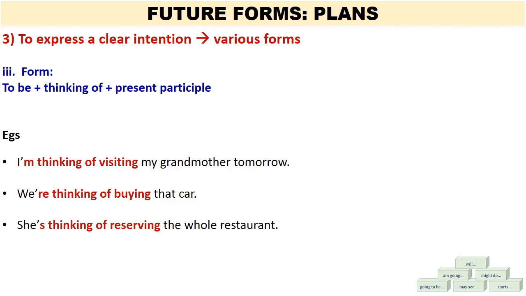Another example, we're thinking of buying that car. So using are plus thinking of plus the present participle form of the verb buy. And finally, she's thinking of reserving the whole restaurant. So using is plus thinking of plus the present participle form of the verb reserve. And all these three forms can be used to express a clear intention of something we want to do in the future.